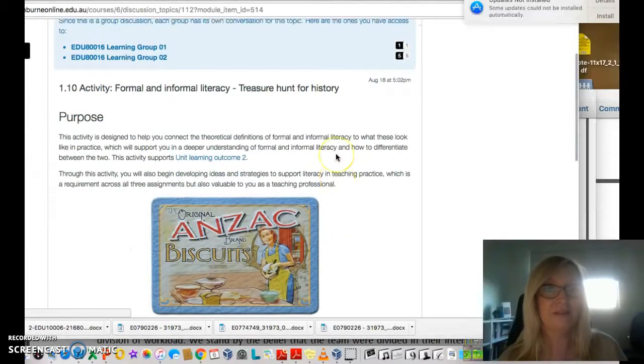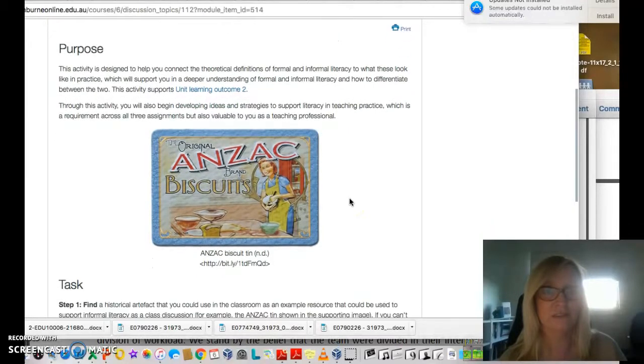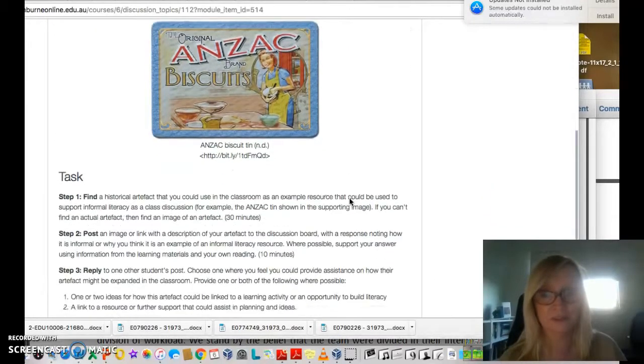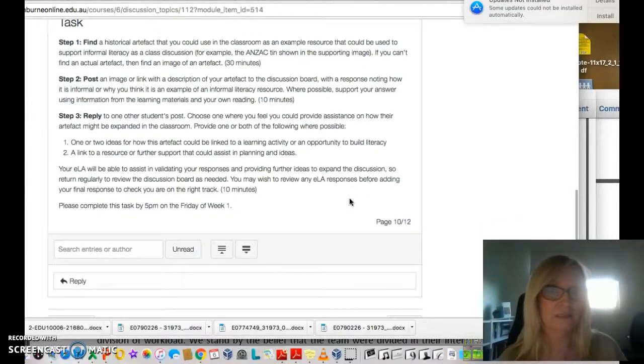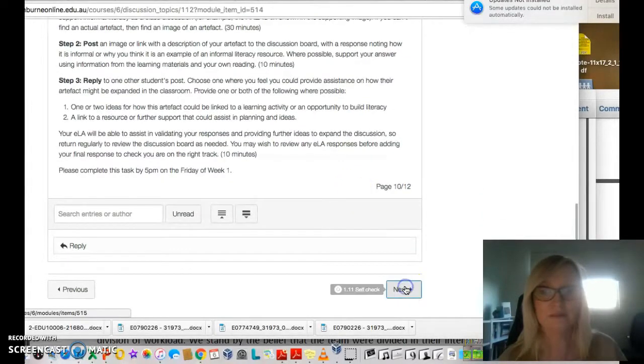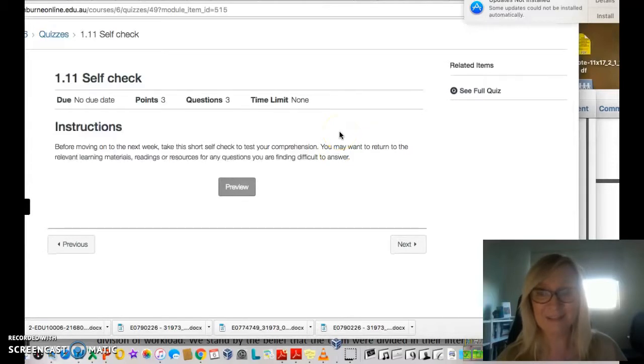And then informal and formal literacies, the activity 2, so the treasure hunt. So please take some time to do this. This will really help you, especially for assessment 1. And the self-check. Okay, so hopefully now that you've got to this point, it's just a matter of stepping off and rolling in.